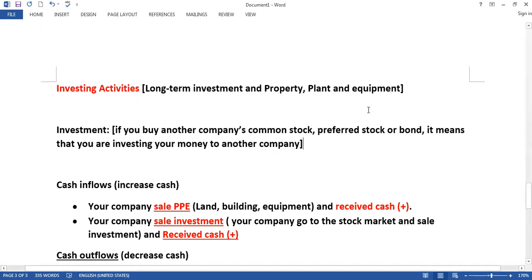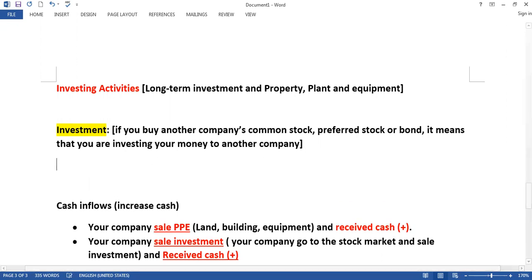And in accounting, it is called investment. This is the terminology, investment, right? Now you can buy investment and you can sell it again. So investment is something like a piece of paper. You invest your money and you receive a stock. You can sell it and you can get the money back. This is investment.